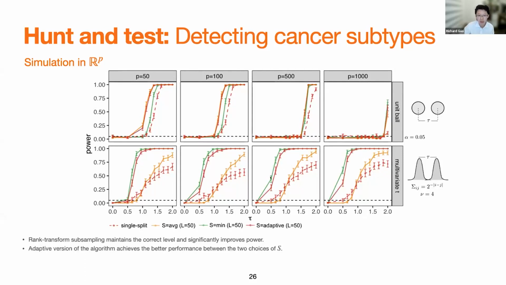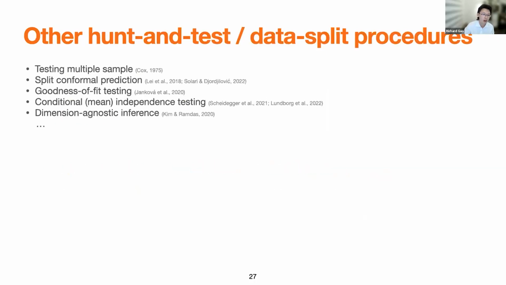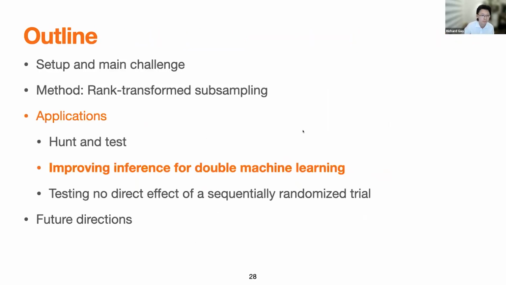And actually, we also provide an adaptive procedure that tries to use the best aggregation function adaptive to the underlying data generating mechanism. So this solid red is the automatic adaptive procedure that is very competitive in terms of performance. And by the way, in these graphs, tau equal to 0 is where you are under the null. So you can see the level is controlled. There are other hunt and test procedures you can construct for other statistical testing problems. There are a few that I'm just listing here.